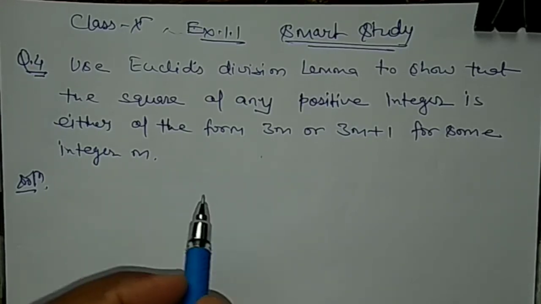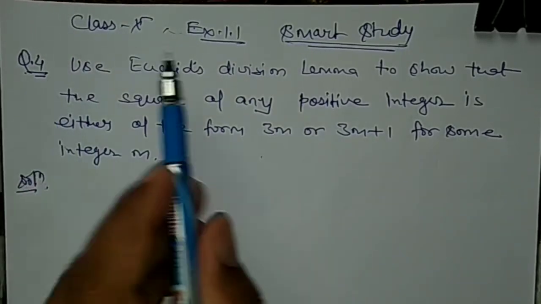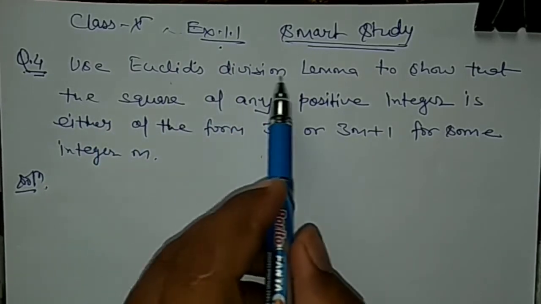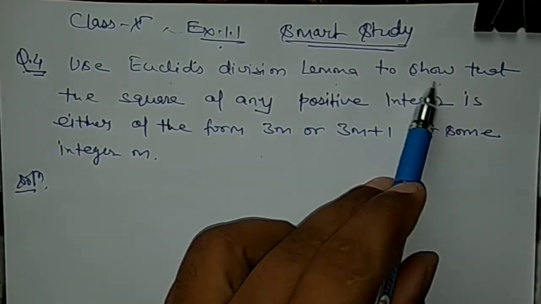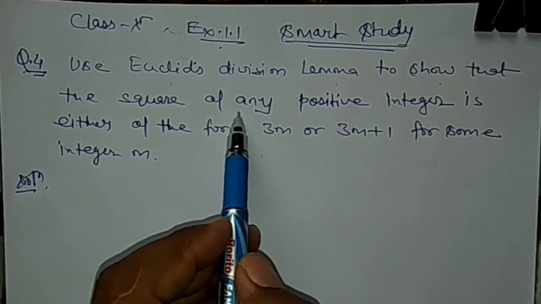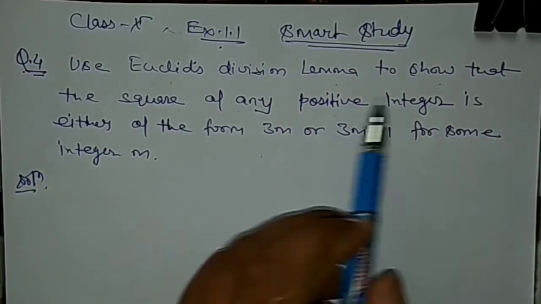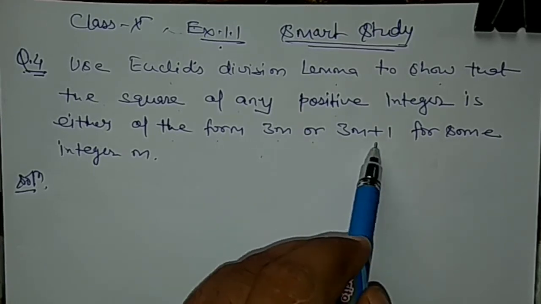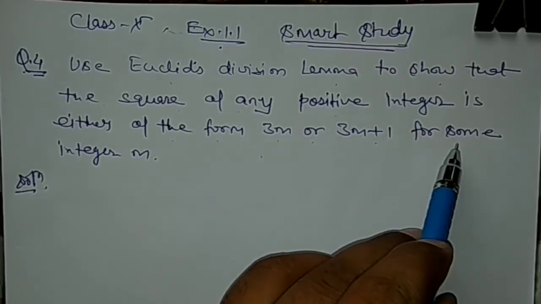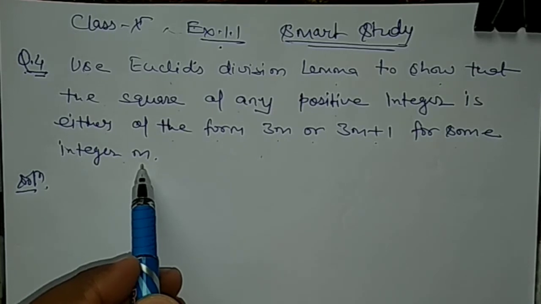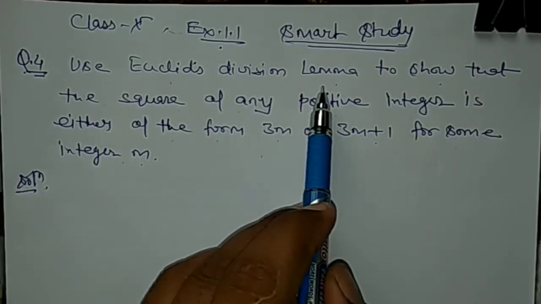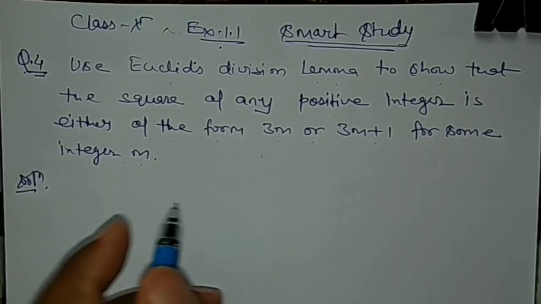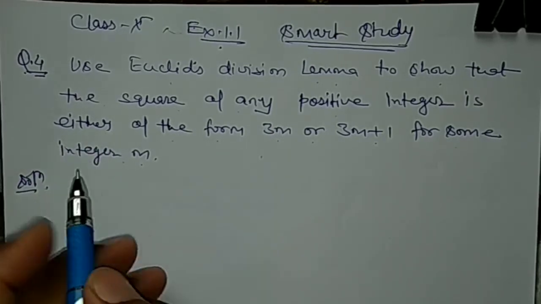Now come to question number 4 of exercise 1.1, that is, use Euclid division lemma to show that the square of any positive integer is either of the form 3m or 3m plus 1, where m is some integer. So how do we solve? By Euclid division lemma, we have to show that square of any positive integer. Okay, so a be any positive integer here.